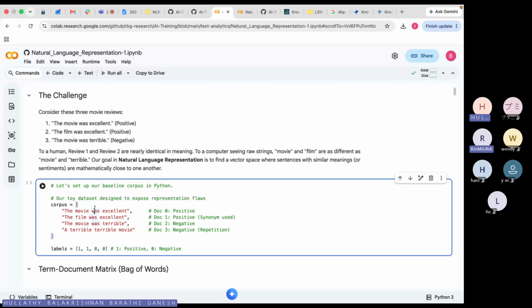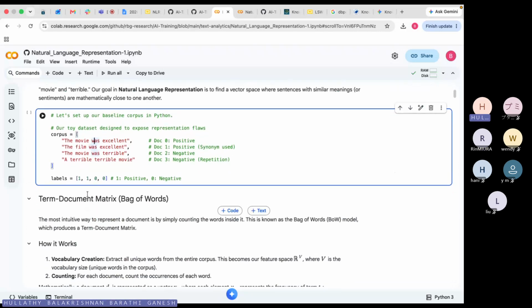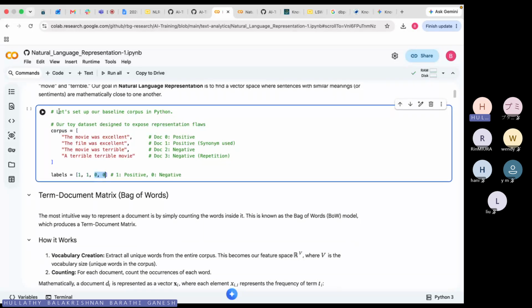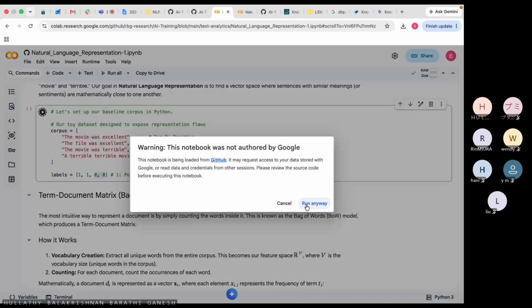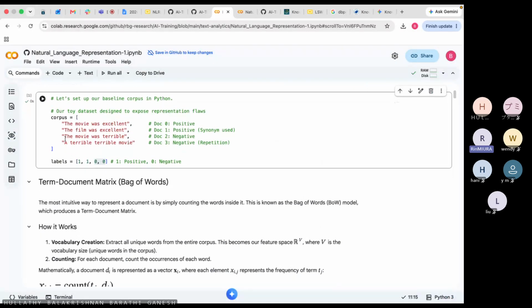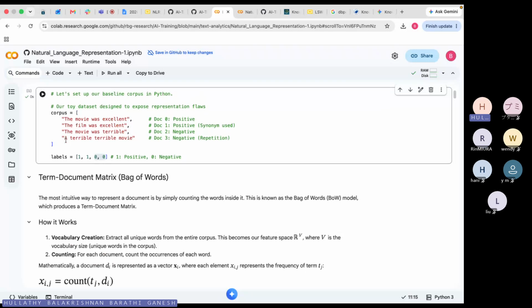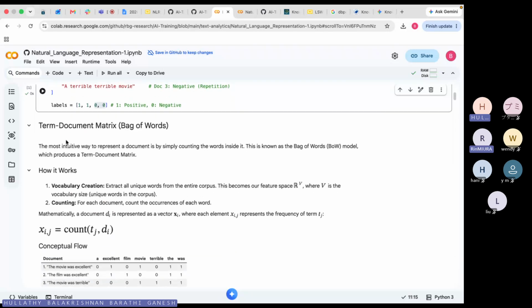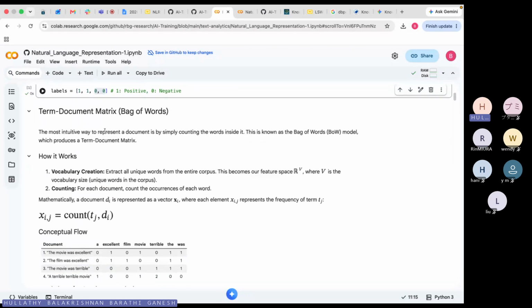Let's start doing it. First we have the corpus: the movie was excellent, the film was excellent, the movie was terrible, and the terrible movie. I'm marking 1 for the positive label and 0 for the negative label. So we built the corpus, the data is ready. Let's start with the term document matrix.